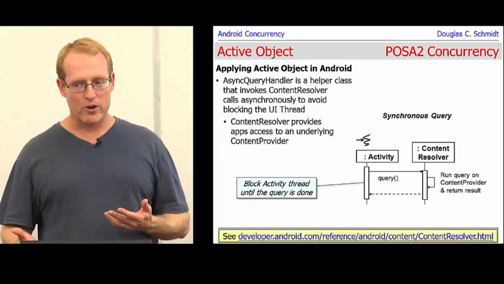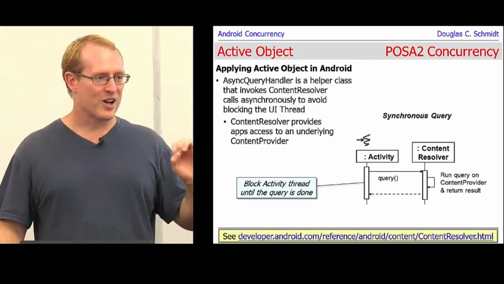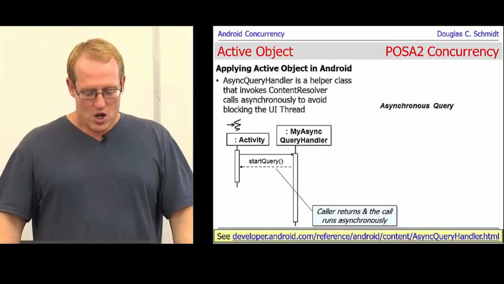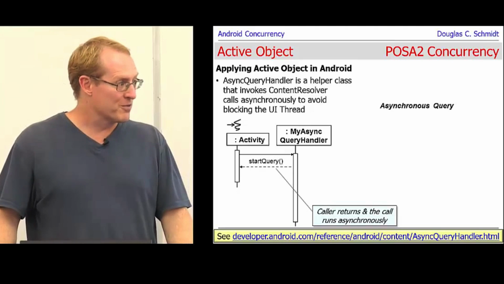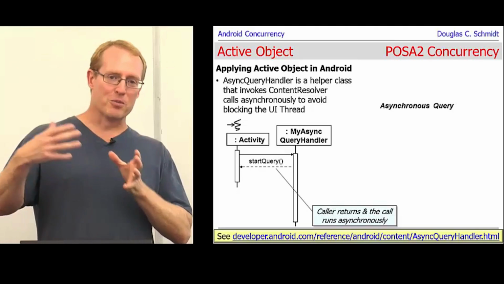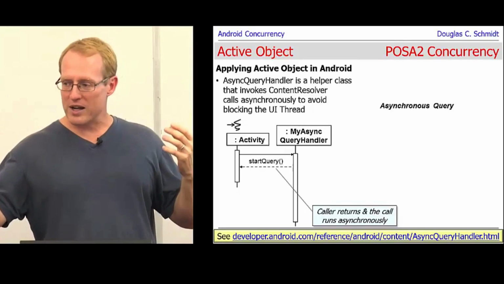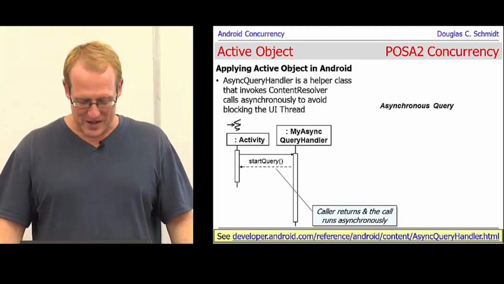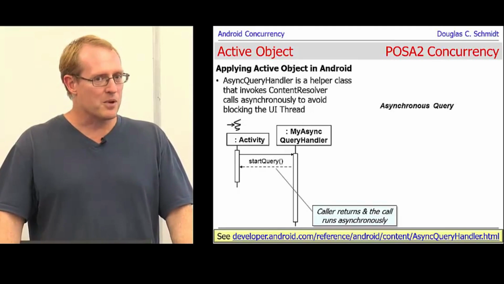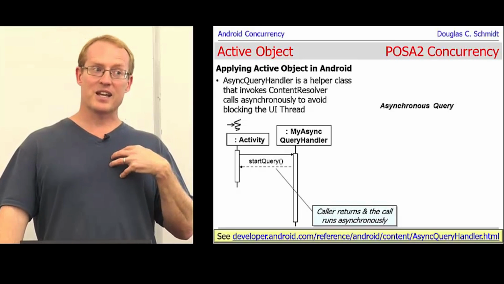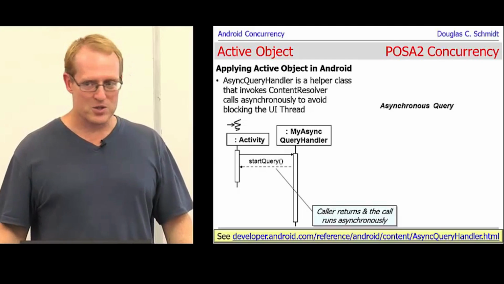And if you're doing a very complicated query, then you could end up with the dreaded application not responding dialog popping up, and you'll have problems, right? So what async query handler does is it implements the active object, a pretty full-blown active object here, in order to decouple the invocation from the processing from the reply. Here's essentially how this works. The activity invokes an operation on a subclass of async handler called myAsyncHandler, which you would create. We'll talk about why you do that in a second. You do that so you can get the results of the operations when they're done.